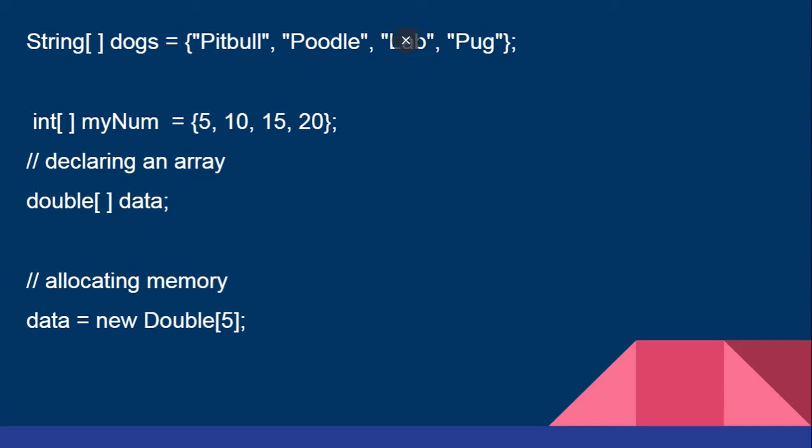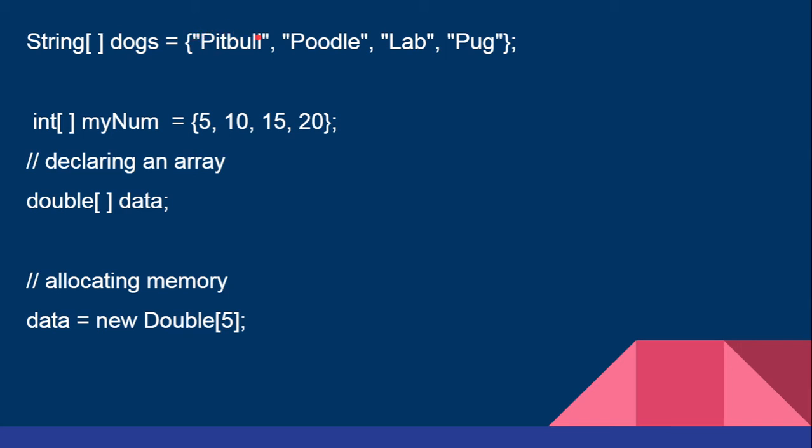We are just assigning values to the array elements. String brackets dogs is the name of the array, equal to, within the braces, 4 different words are given. That means this array will contain 4 elements, the 4 types of dogs. Since it is a string, it is given within the double quotes. You note this here. Since we are using the string, it is a collection of characters and that is enclosed within the double quotes.